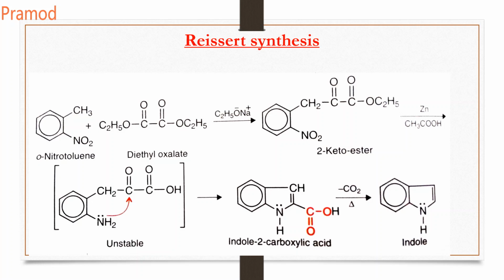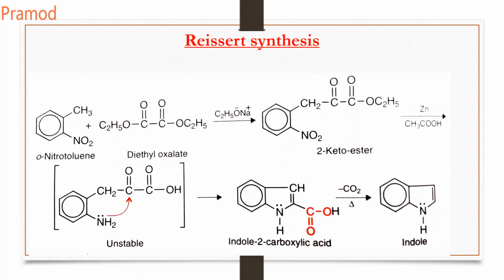When you treat this ketoester with zinc and acetic acid, it forms a reduced product as well as undergoes hydrolysis. And this amino group which is formed will attack on your carbonyl carbon to give you indole-2-carboxylic acid, which undergoes decarboxylation on heating to give your indole. So what is the reaction? The reaction is orthonitrotoluene reacts with diethyl oxalate to form a 2-ketoester, that is an alpha ketoester, not beta keto.